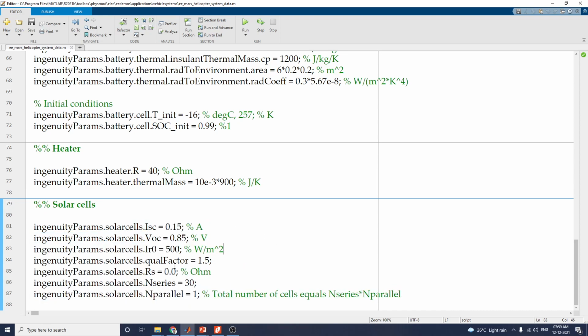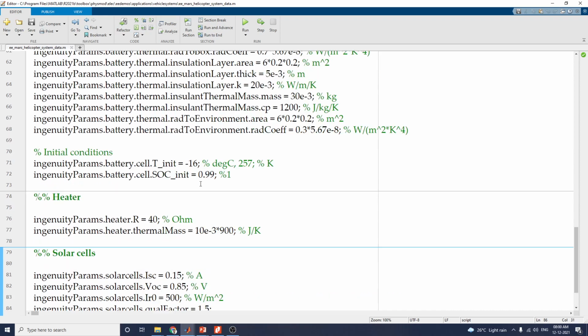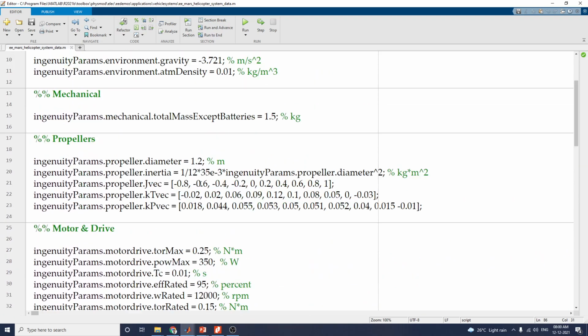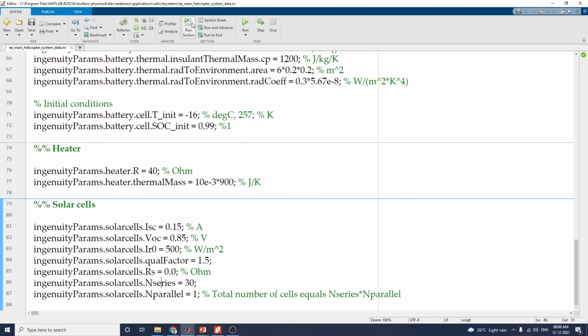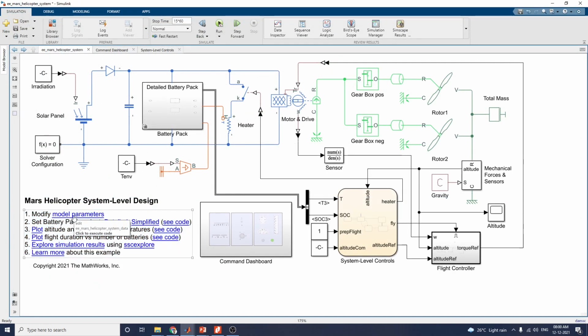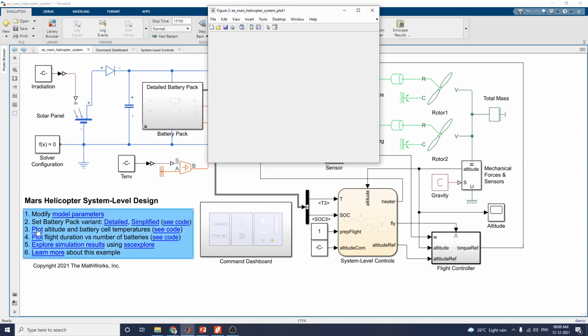Here the total number of cells you can also increase, and you can change the ISC values, VOC values, IRS value, radiance current, also RS, N series, N parallel, and heater resistance of 40 ohms. Here, for understanding and analysis purposes, you change the parameter values, see the result, and analyze with this option. In this example, first you start with a detailed battery pack model, and also get a plot of attitude versus battery cell temperature. Now we can see the attitude and battery temperature output.